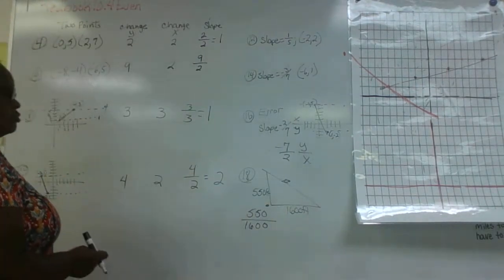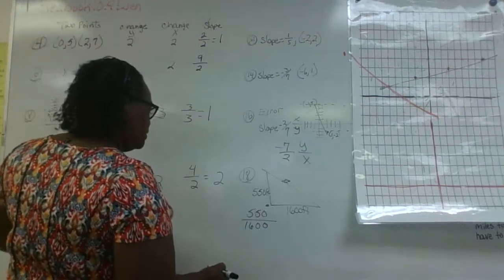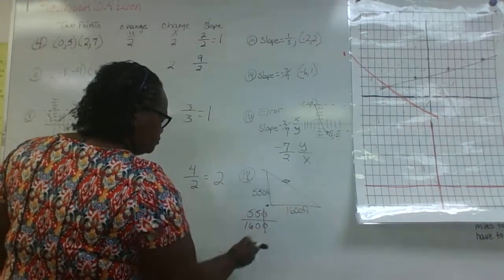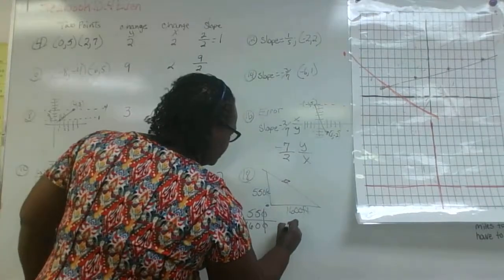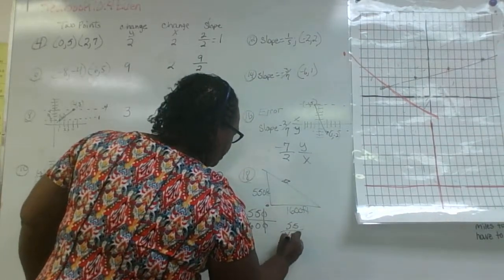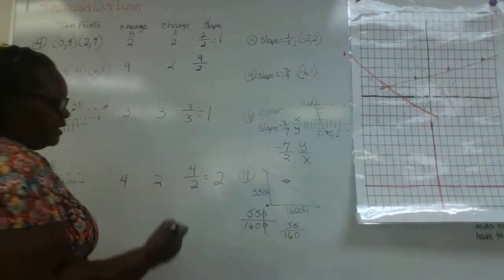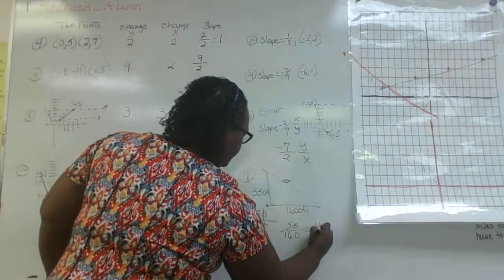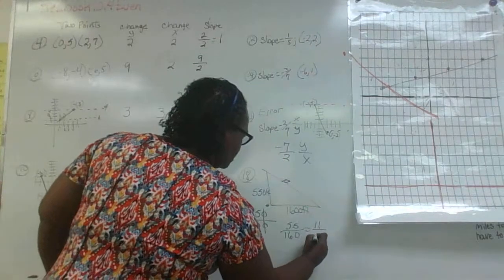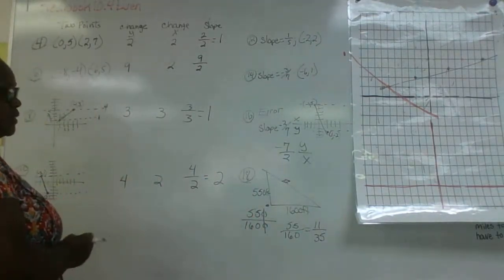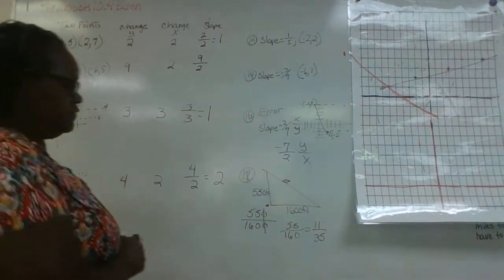Now if we wanted to simplify, first of all, we can take off the 10, and that would give us 55 over 160. Then we can divide by 5. That would give us 11 here and 32 there. And so then the slope of the line is 11 over 32.